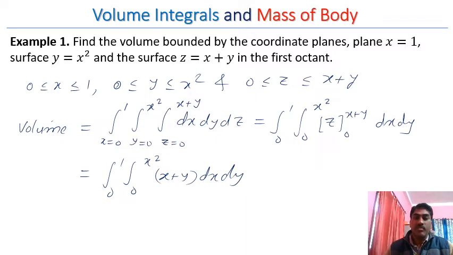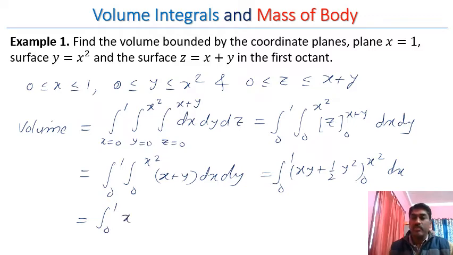So y will be integrated first because y has the variable limit. So 0 to 1, xy plus half y square, and the limit is 0 to x square dx. Again this is 0 to 1, xy, put the limit. So y will be replaced by x square, and the lower limit will be uniformly 0. So this is x cube plus 1 by 3 x to the power 4 dx.